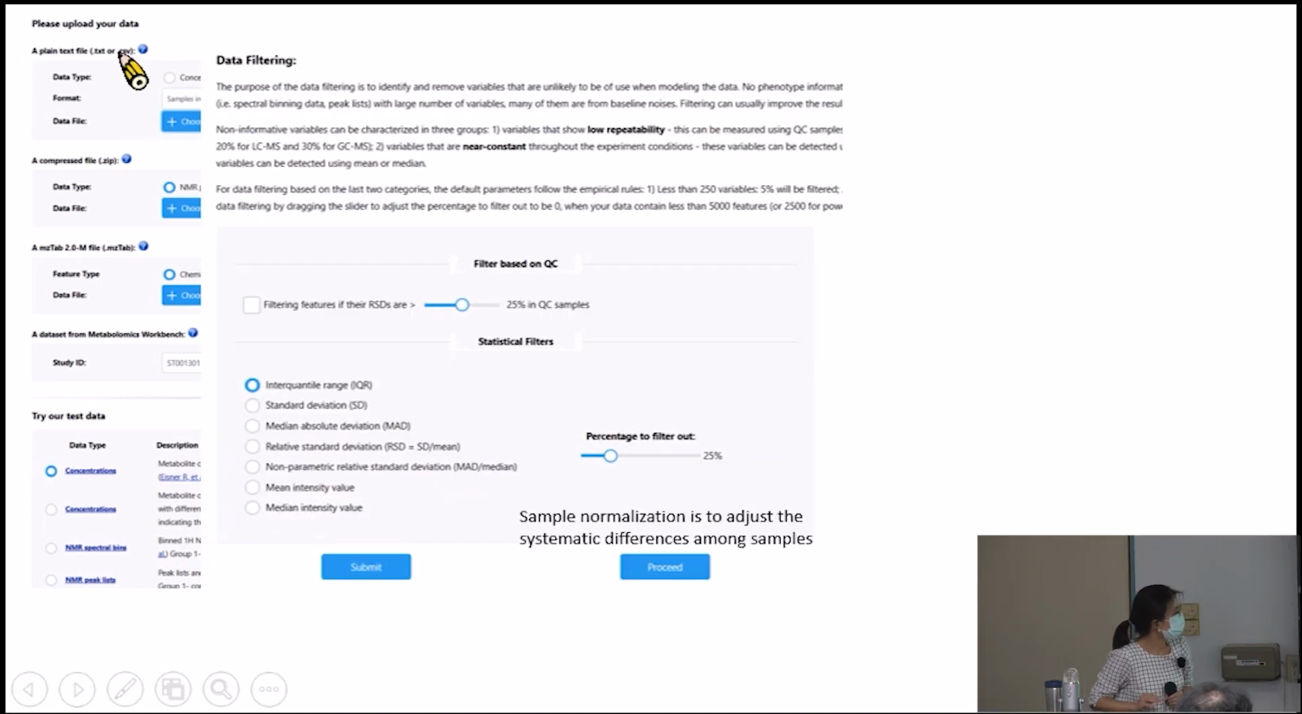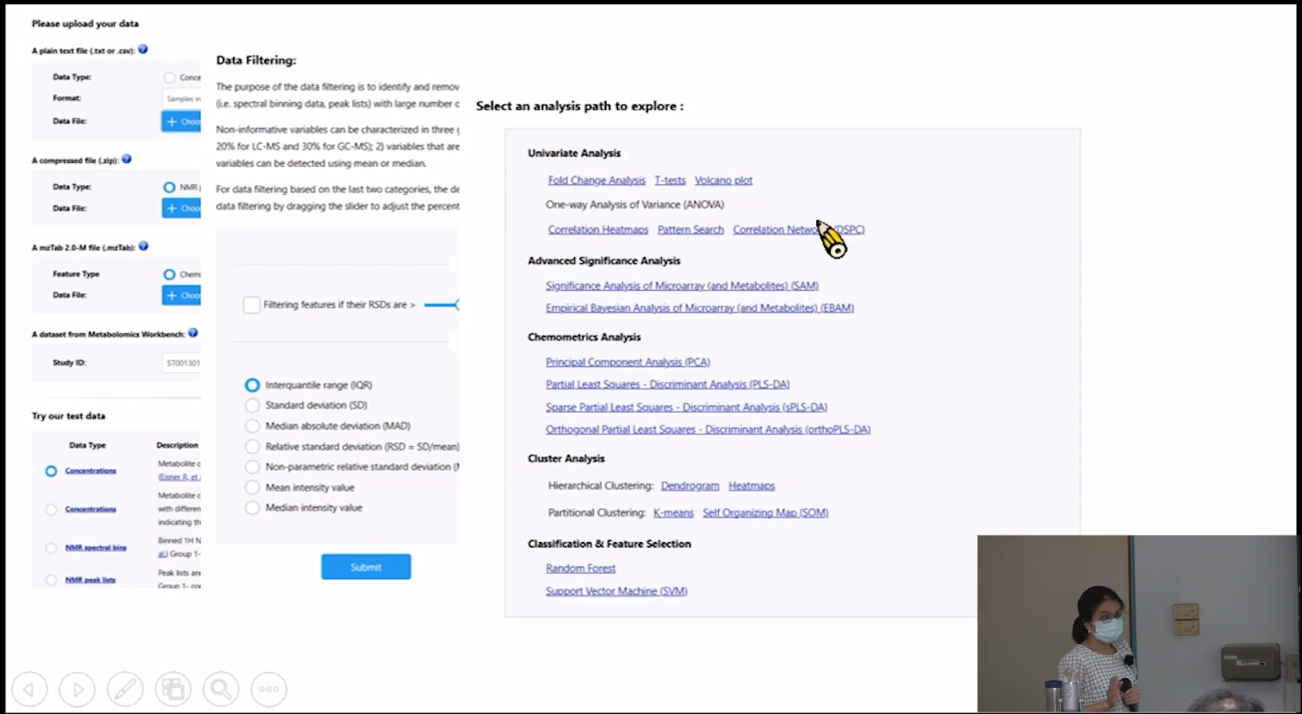Okay. So after assigning the groups, we start the data filtration. This step tries to remove peaks that cannot be used in this module. Based on their calculation, they will remove peaks that are not meaningful. Then we start normalization, because this tries to adjust the systematic differences among samples. Okay. So after that, you will get your data.